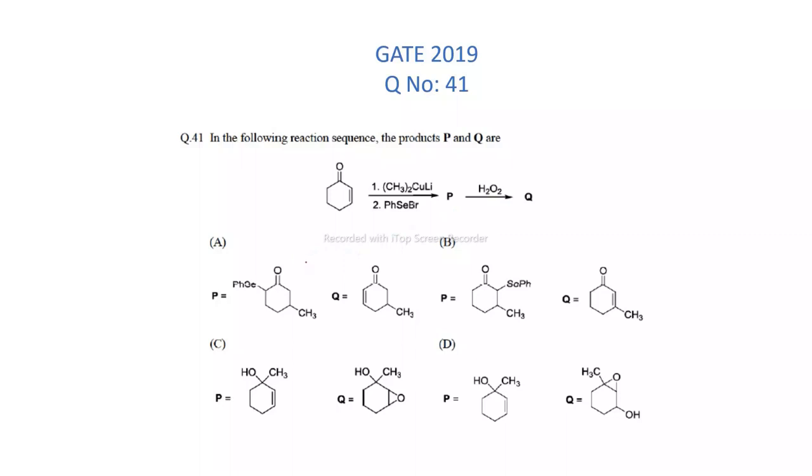The first option is basically the selenium attacking from a different face with respect to option B, and option C is basically the methyl copper reagent attacking from the same side, I mean from the keto position. So we have to find out which option is correct.